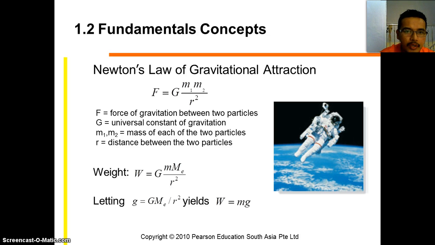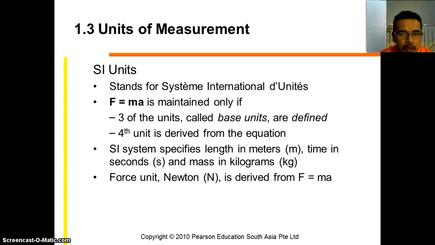The last one is Newton's law of gravitational attraction. This is the gravitational force between two particles, where m1 and m2 are the masses of the two particles, and r is the distance between them. Then we have this formula, F equals G m1 m2 over r squared. We need to utilize this formula.